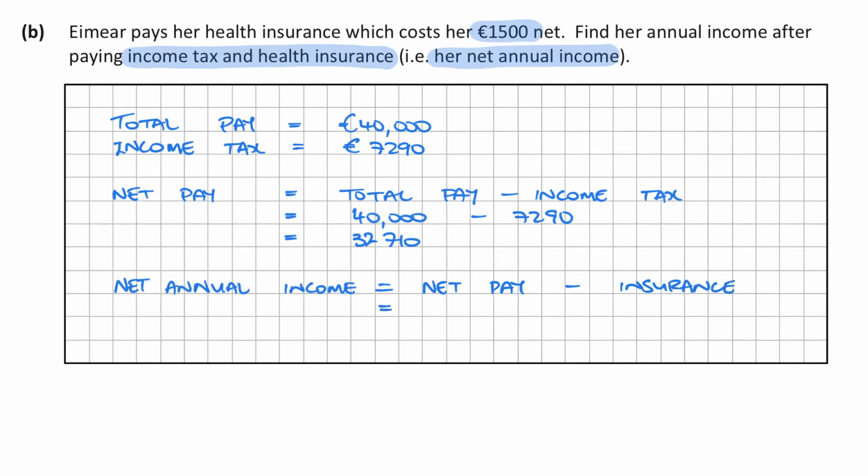Okay, and what that equals is 32,710. Take away the insurance, which is 1,500. Okay, so 1,500. And that gives you your answer there of 31,210. So my answer there will be 31,210. And for part B, that was worth 5 marks that year.